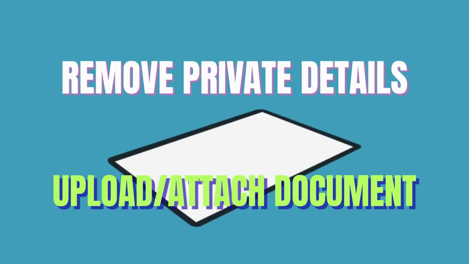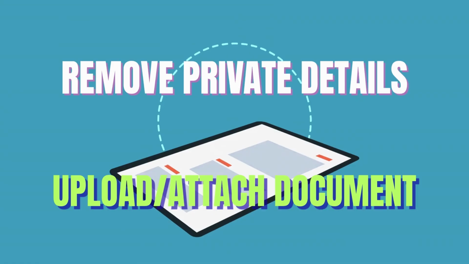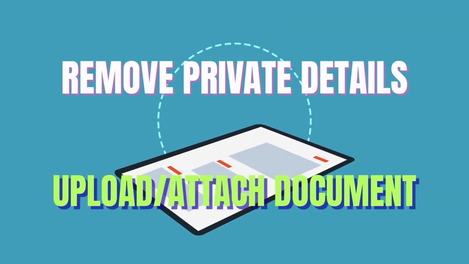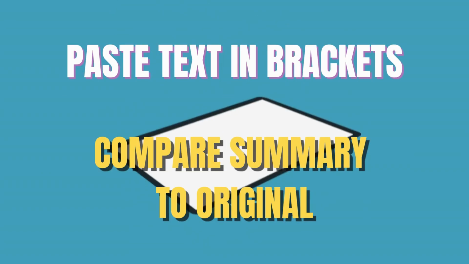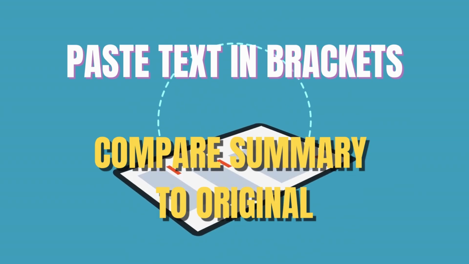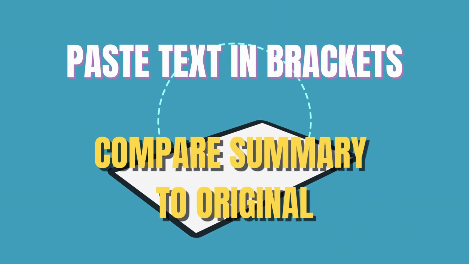Let's look at an example of use case number 1. Say we receive a policy update on email and we need to save some time from reading it word by word. So before we ask the AI for a summary, first we need to remove any private details from the document, if that's applicable. Then we need to upload the document and wait until the file is fully attached before we submit our prompt. Or we can paste the prompt and then paste the portion of that policy to summarize in brackets after our prompt.